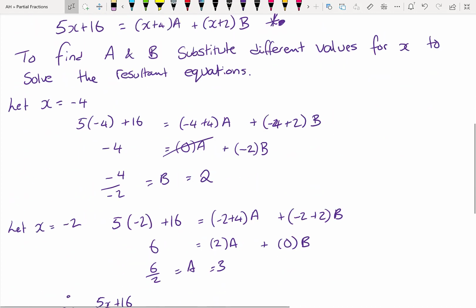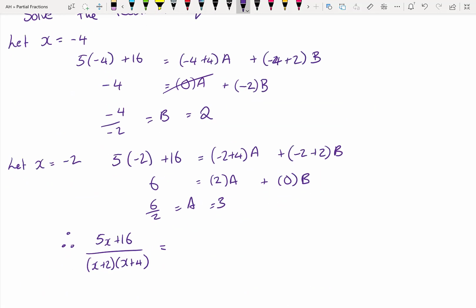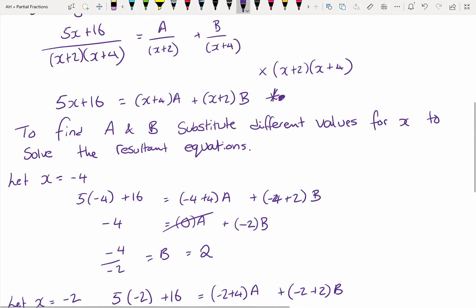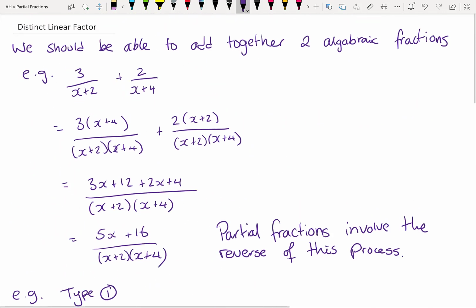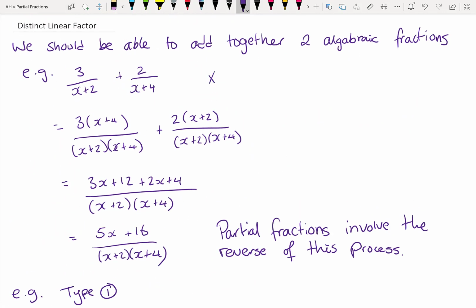We found A to be 3, so we get 3 over x plus 2, plus 2 over x plus 4. And if we go back up to the top, 3 over x plus 2 plus 2 over x plus 4 is exactly what we started with. So here we're in this kind of unique position that we can actually check our answer and verify that the process that we've just done here is correct. Okay, that is what I'm looking to do.